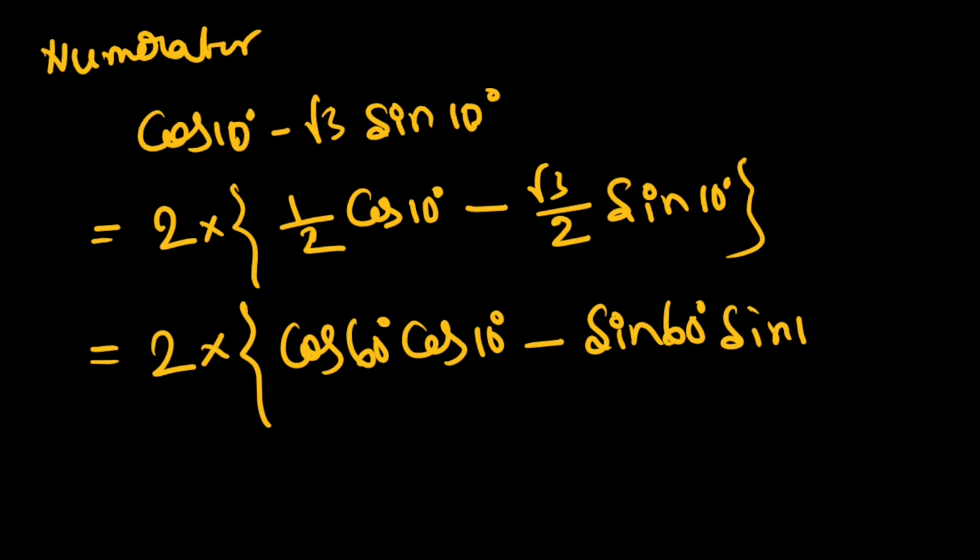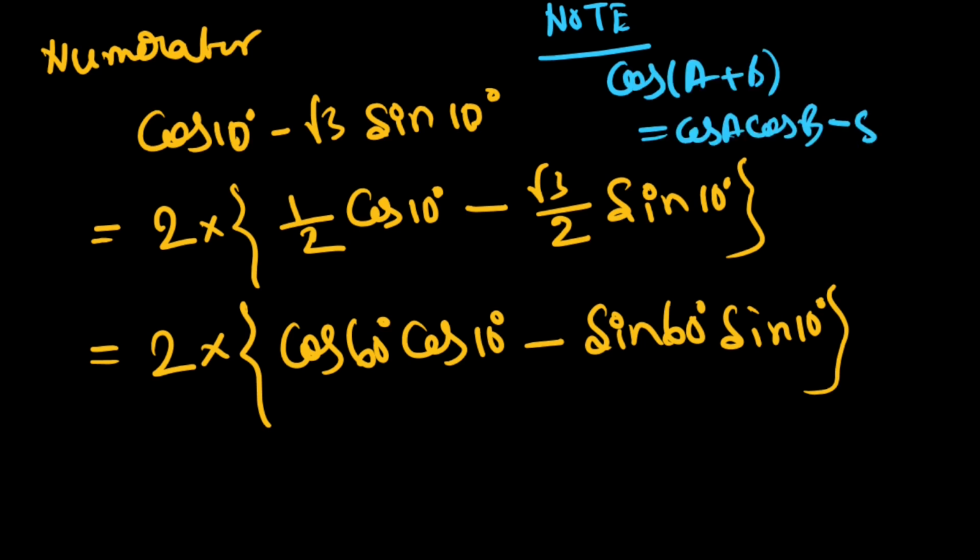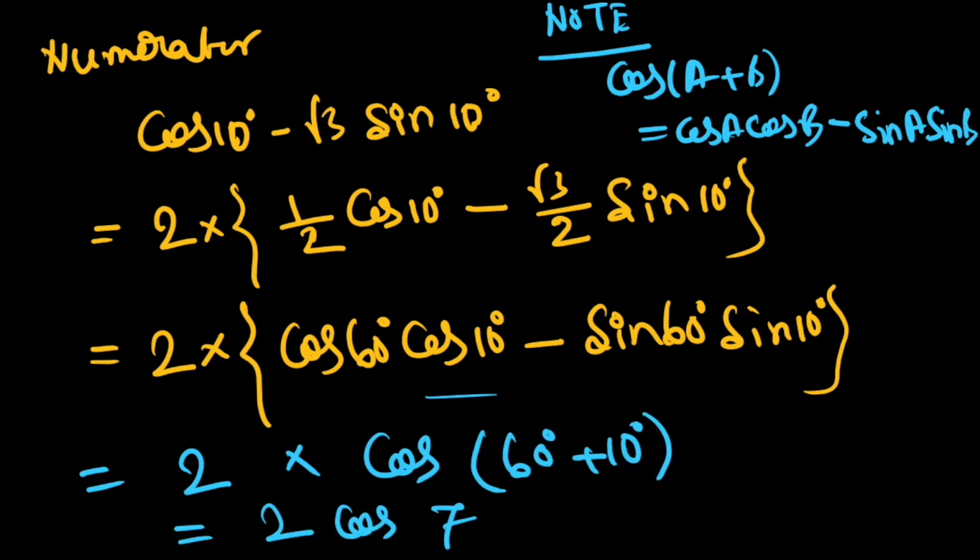So we use here this formula. We write cos of a plus b, that means cos a cos b minus sin a sin b. So that equation now converts to 2 times cos of 60 degree plus 10 degree, that is actually 2 cos 70 degree. So we got numerator is equal to 2 cos 70 degree.